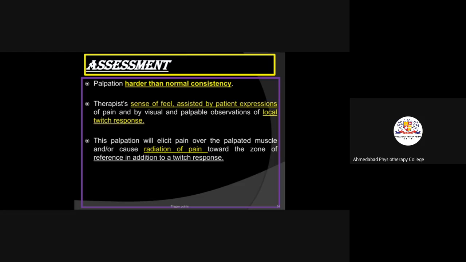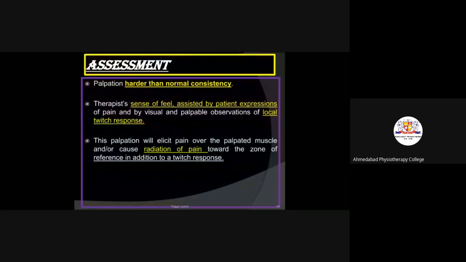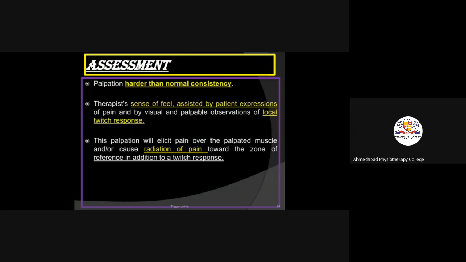The patient may experience pain, and when you come on the affected muscle fiber at the trigger point, there will be a local twitch response. A local twitch response is an involuntary muscle contraction of the affected muscle fiber when this point is irritated with the help of manual pressure or a needle. Sometimes you can see that twitch response, or you may feel it if your hands are placed accordingly. These are the things which confirm that there is a trigger point.